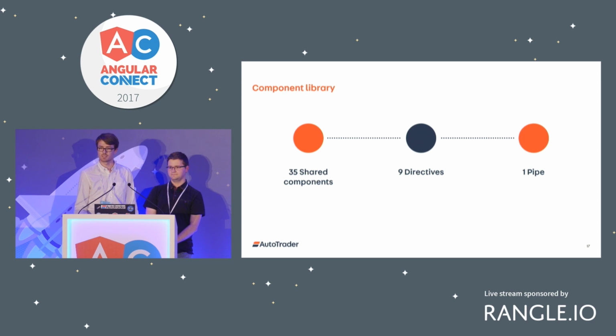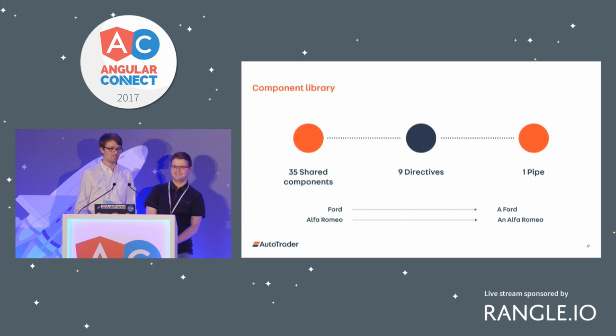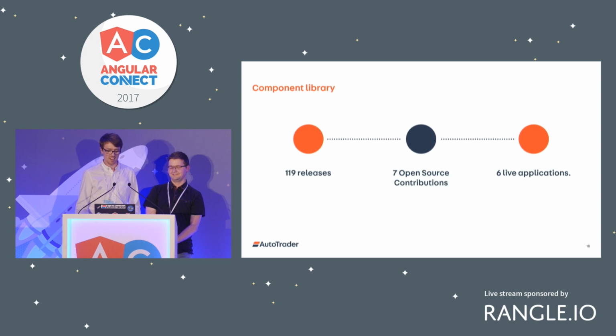If you don't know what an indefinite article is, it's when you stick an A or an in front of a word. Given we do cars, you give it Ford, you get a Ford. You give it Alfa Romeo, you get an Alfa Romeo. It's very important. Over the course of 18 months, we've done 119 releases to our internal node repository.